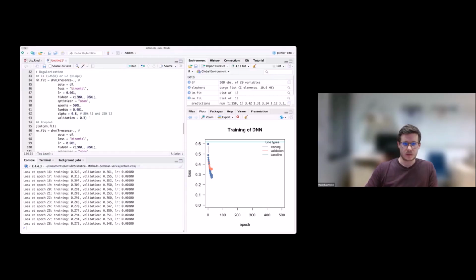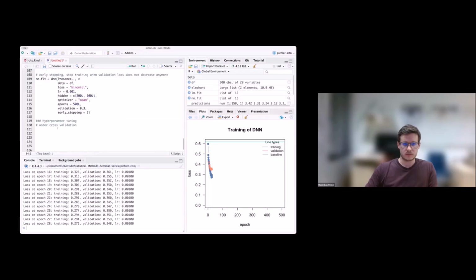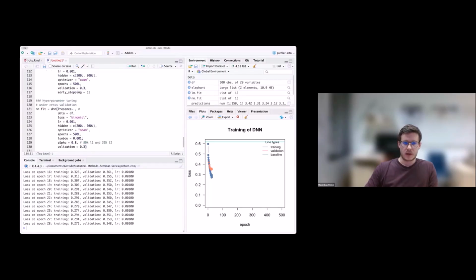So if we take this model from here, we can tell cito that the lambda parameter should be tuned. So we will use this tune function here. We can set here a lower boundary and an upper boundary. We also can tune this alpha here. And of course, we can also tune the learning rate. And my recommendation would be to tune only these hyperparameters.